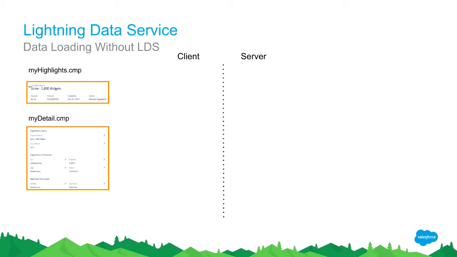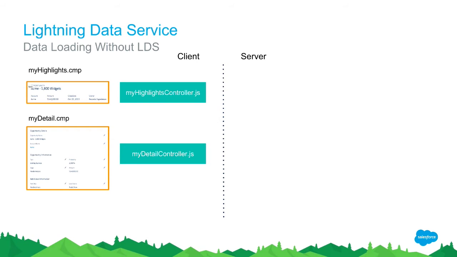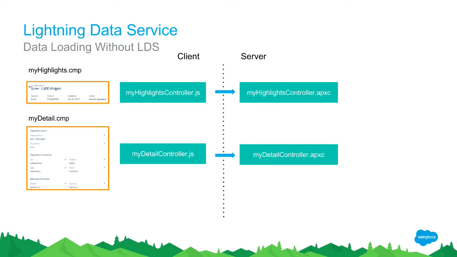As I mentioned before, before we had Lightning Data Service, each component needs to go out and load data for itself. If you look at here, we have a highlights component and a detail component. They're rendering exactly the same record, but just with different fields. However, each of them has a client-side controller that fires a server action to an Apex server-side controller, which generates the SQL and loads data from Salesforce.